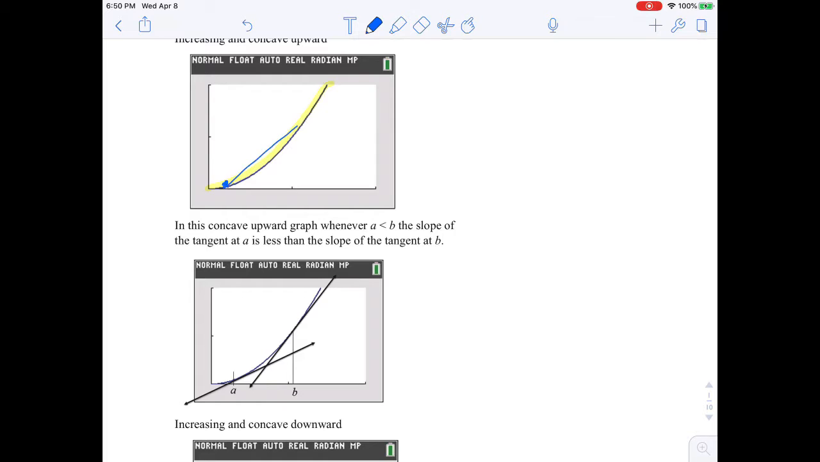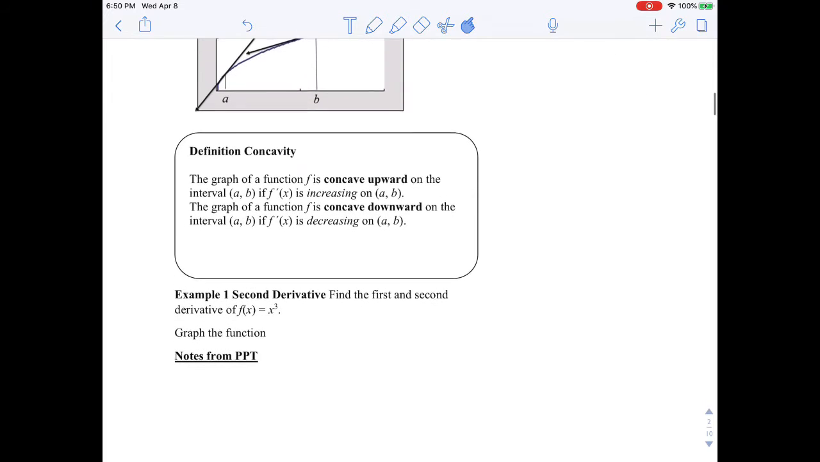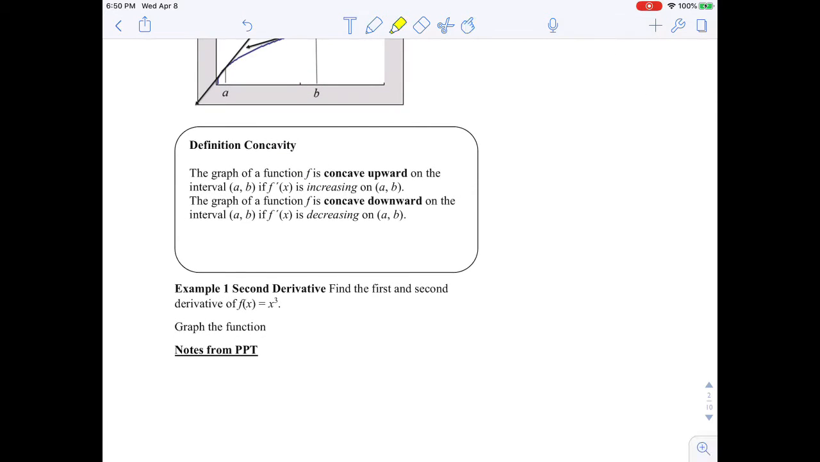If I would draw a line segment, if the graph lies below that chord, then it concaves upward. If it lies above, then it concaves downward. When it concaves upward, the first derivative is increasing. When it concaves downward, the first derivative is decreasing.